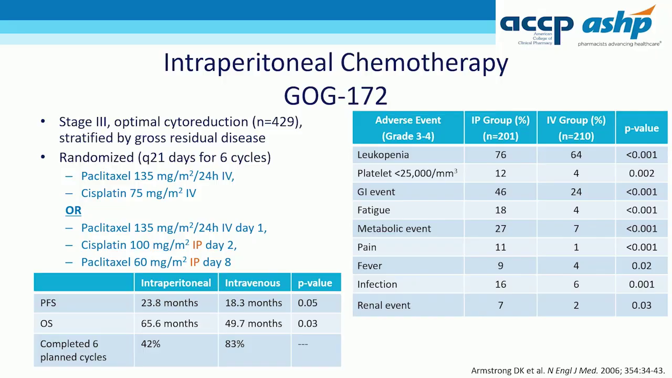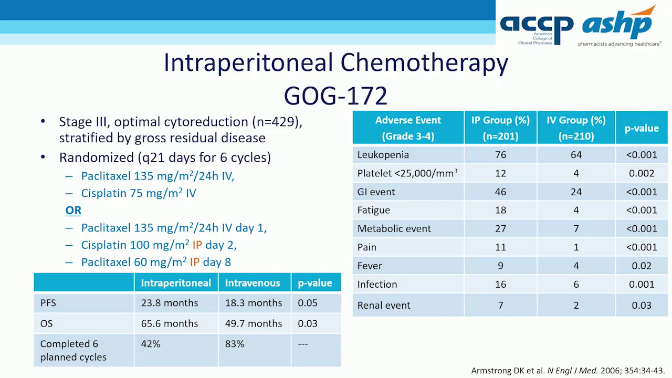What we see here is that there's a significant benefit in both progression-free survival and overall survival in the patients that received intraperitoneal chemotherapy. But what I'd also like to draw your attention to is how many patients were actually able to complete all 6 cycles that were planned. You can see in the intraperitoneal group that it was only about 40% of patients that were able to complete all 6 cycles compared to about 80% in the intravenous group.